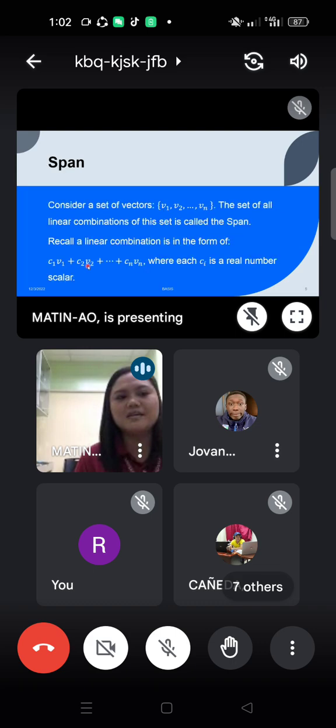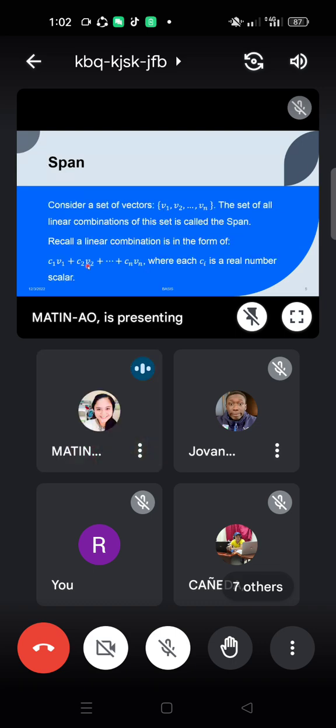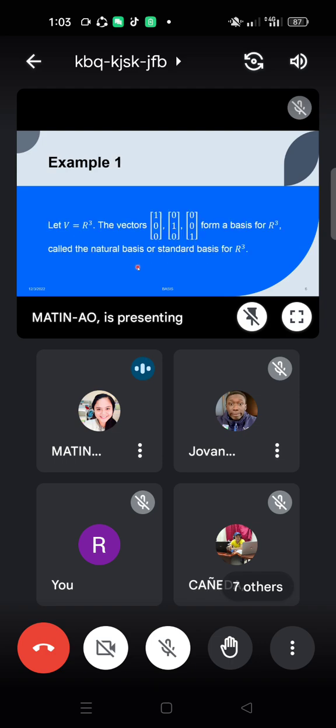For the spanning, consider a set of vectors v1, v2, all the way to vn. The set of all linear combinations of this set is called the span. Recall, a linear combination is in the form of c1 times v1 plus c2 times v2 all the way to cn times vn, where each ci is a real number scalar. So, we multiply scalars to the vectors.